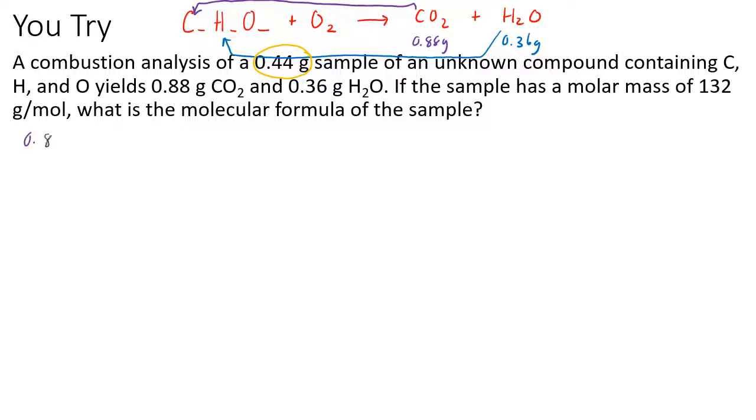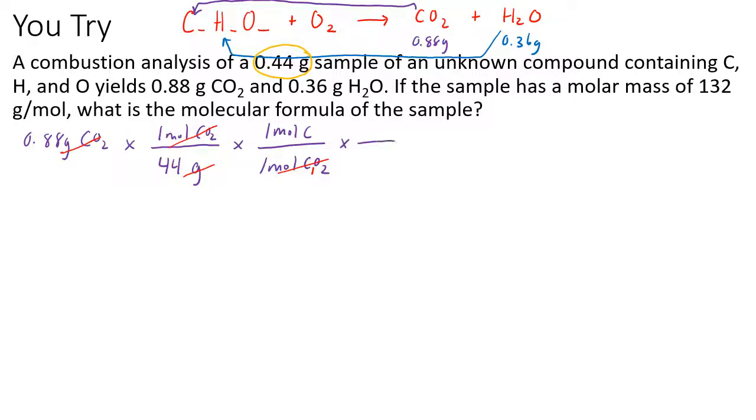We have 0.88 grams of CO2 that was formed. We need to convert our mass into moles. The molar mass of CO2 is 44 grams per mole. And we're working with the carbon dioxide to figure out the amount of carbon. So 1 mole of CO2 is 1 mole of carbon. Right now, our grams of CO2 cancel, our moles of CO2 cancel, and we're in moles of carbon.